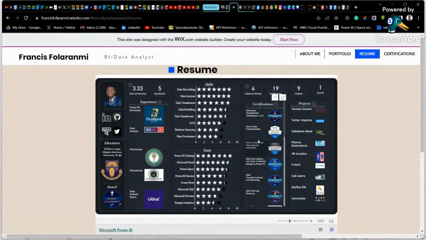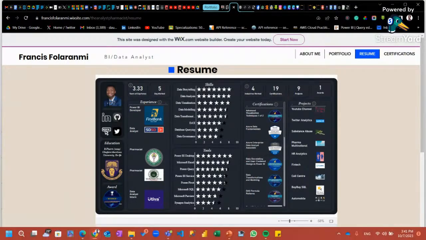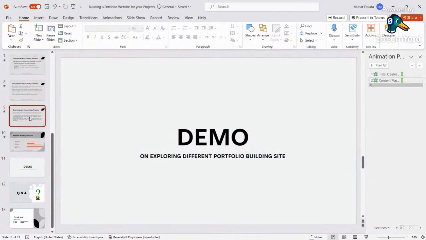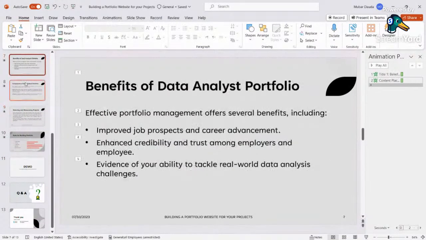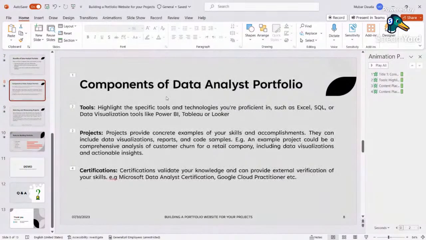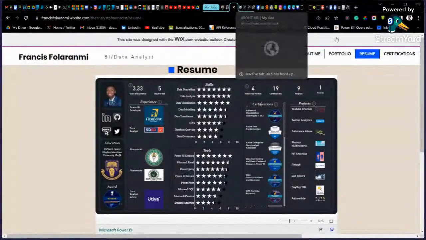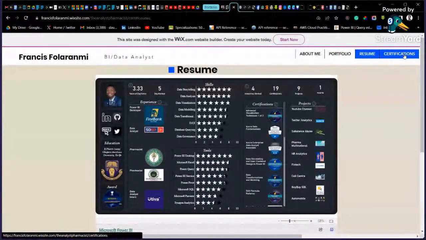Are you following me, please? These three components are very important for you to have in your data analyst portfolio. So let's move on from there. That's for Francis, and you can see a page for certifications here.